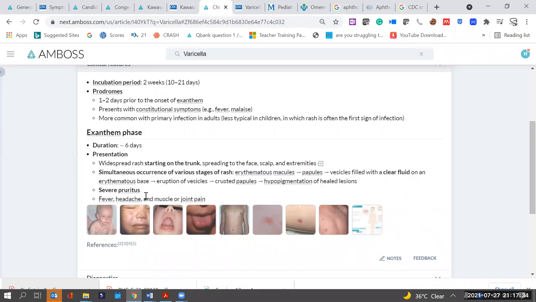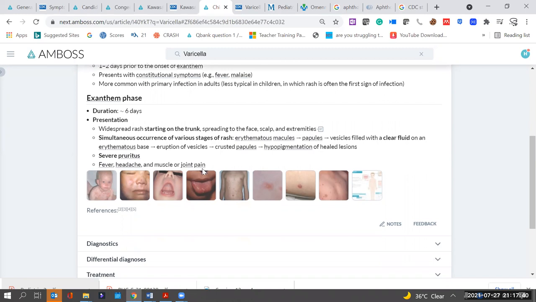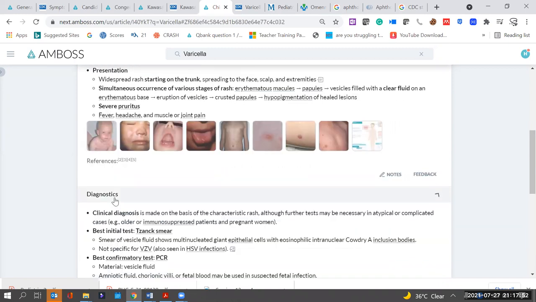Associated with severe itching. Severe itching is a clear symptom here. Fever, headache, and muscle and joint pain. The baby cannot tell you about the headache and joint pain, but you can easily appreciate it in older ages. Most of the time it involves children less than 5 years of age. So how are you going to diagnose these children?